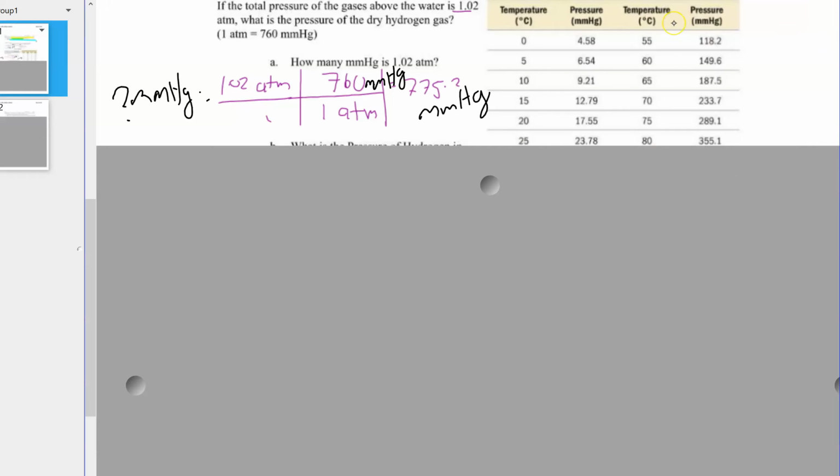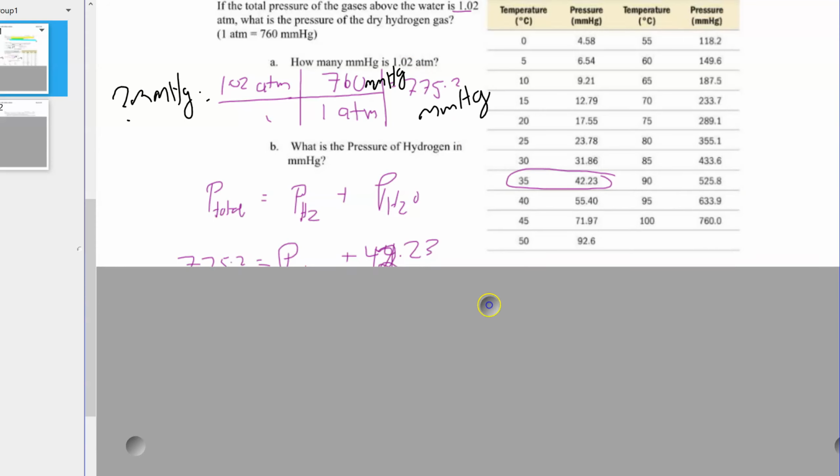Now, is that the right number of sig figs? Oh, Pickles is barking again. Okay, so we're not going to worry about sig figs yet because we still have to use this number to answer another problem. We'll come back at the end and look at that.